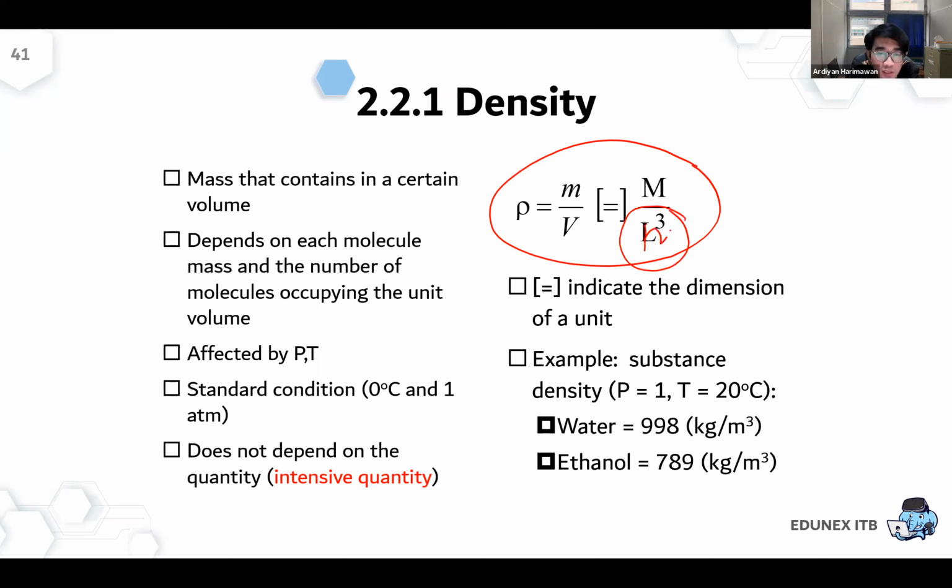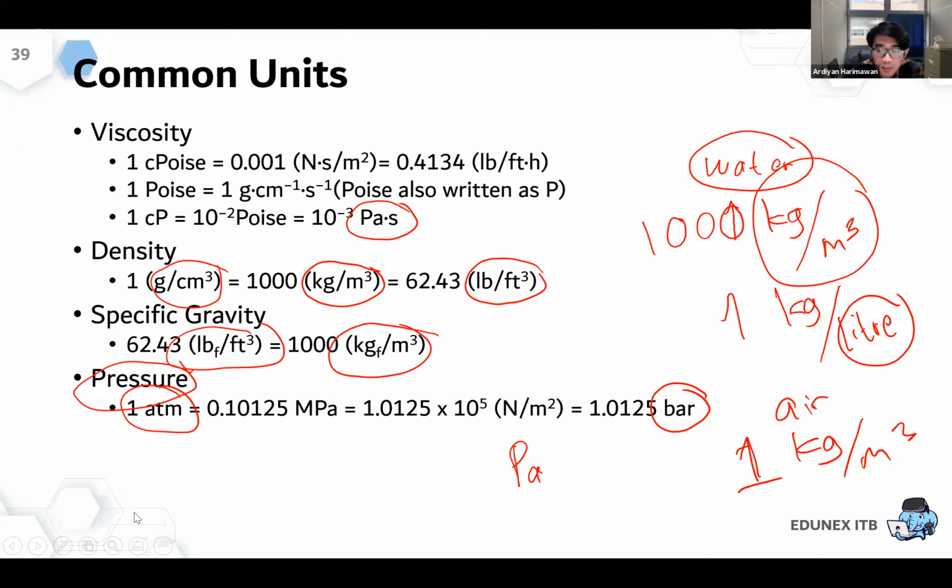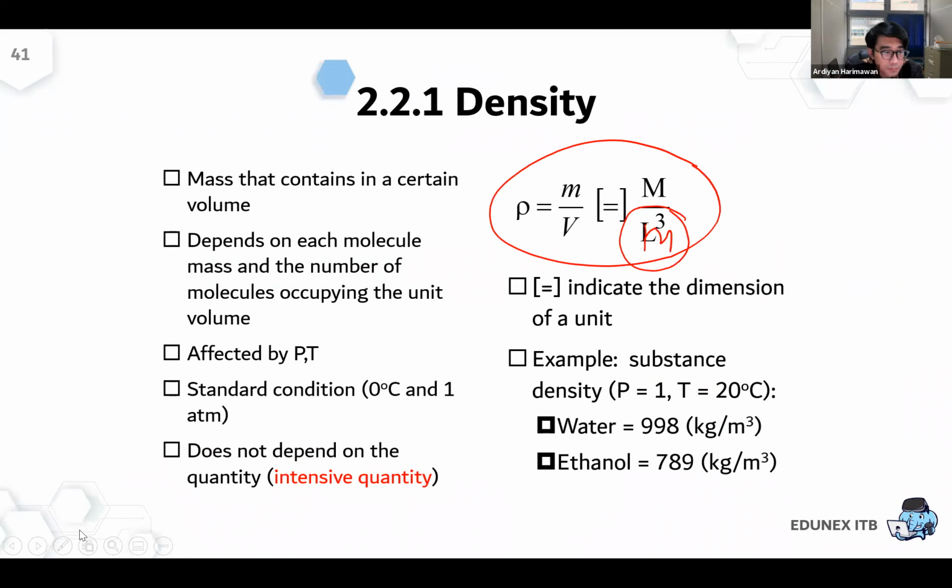So in one volume of fluid, for example, 1 cubic meter. Oh, sorry, this is not the unit. This is the dimension. So mass is denoted with big M, and volume, since it's the cube of the length, is cubic of L. So this is the dimension. It's mass over volume.